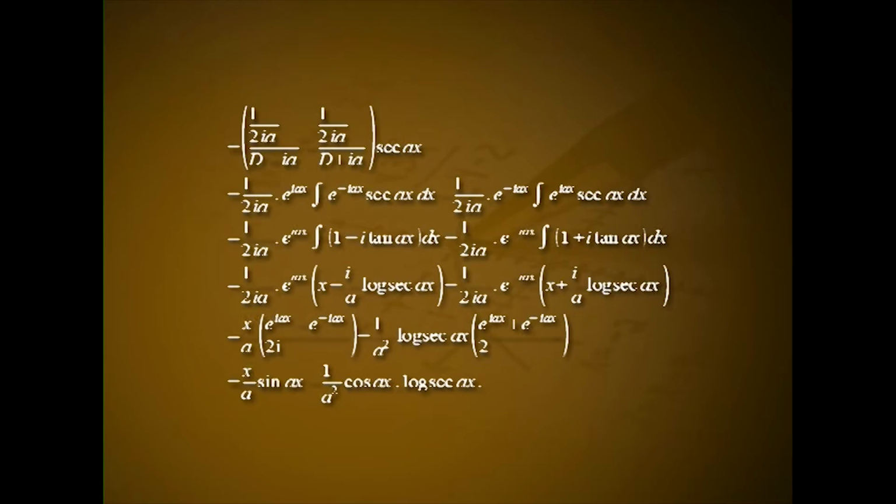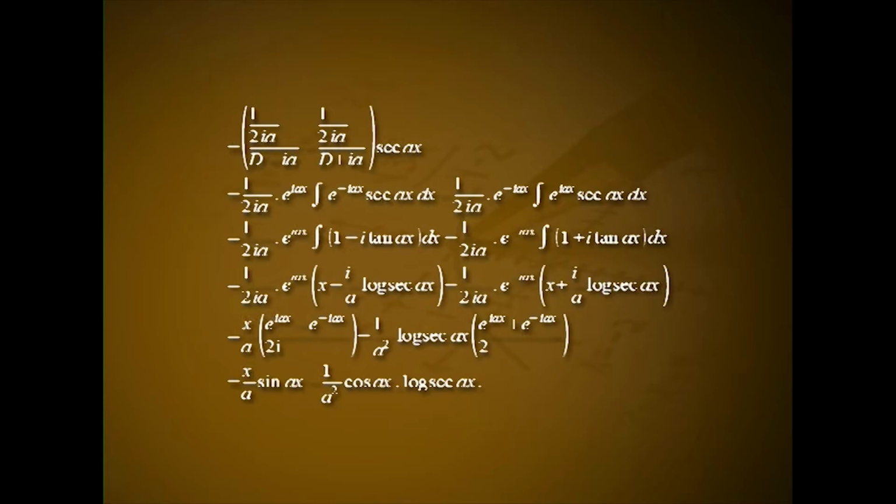Which is equal to 1 by 2ia into e raised to iax integral e raised to minus iax sec ax dx minus 1 divided by 2ia into e raised to minus iax integral e raised to iax sec ax dx, which is equal to 1 by 2ia into e raised to iax integral (1 minus i tan ax) dx minus 1 by 2ia into e raised to minus iax integral (1 plus i tan ax) dx.